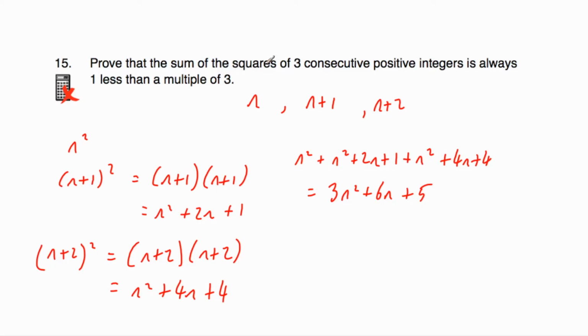And we want to show that the sum of the squares of those three positive integers is always 1 less than a multiple of 3. Now if you look at what we've got, if we were to add one more onto it, that would be 3n squared plus 6n plus 6, that's one more. And that is a multiple of 3 because we can factorize it and take 3 out, and that would give us n squared plus 2n plus 2. So that is a multiple of 3. And what we've got is 1 less than that because it's not plus 6, it's plus 5. So what we've got is 1 less than a multiple of 3. So let's write that down.